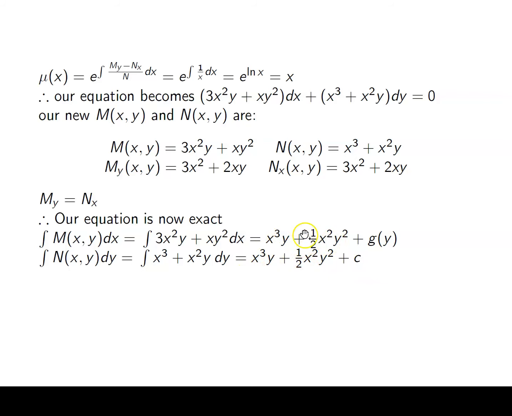So again, I don't rewrite, I use all the parts that are different. I don't use the parts that are the same. So my function is going to be x cubed y plus 1/2 x squared y squared equals c.